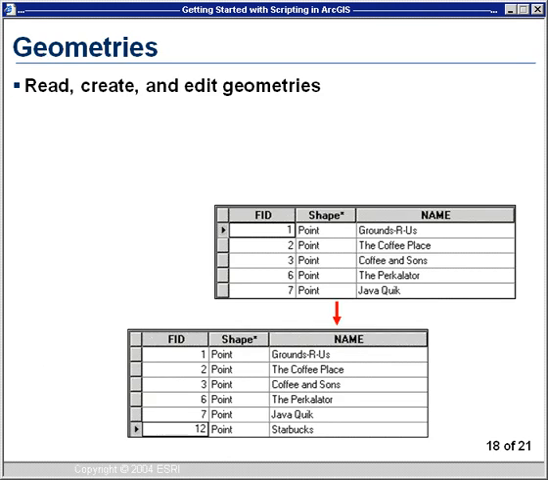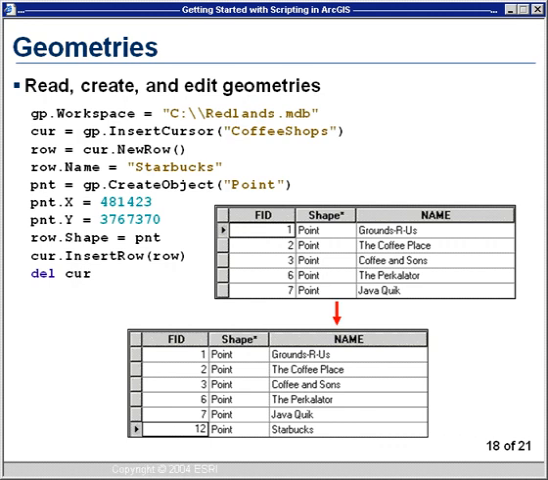The fifth thing that ArcGIS offers is the ability to read, create, and edit geometries, or X and Y coordinates. In the example on the slide, we want to add one new feature to this coffee shop's feature class. We need to create an X and Y point for the coffee shop location. Here's the code to do that.